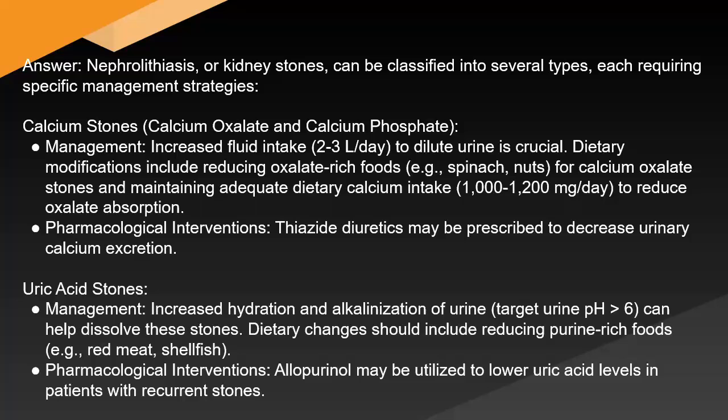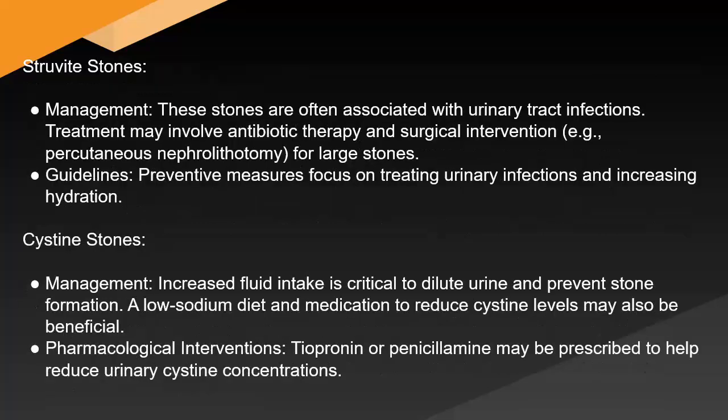Uric acid stones. Management. Increased hydration and alkalinization of urine. A target urine pH above 6 can help dissolve these stones. Dietary changes should include reducing purine-rich foods, e.g. red meat, shellfish. Pharmacological interventions. Allopurinol may be utilized to lower uric acid levels in patients with recurrent stones. Struvite stones. Management. These stones are often associated with urinary tract infections.